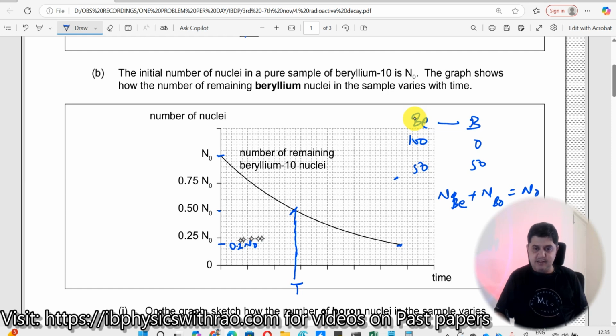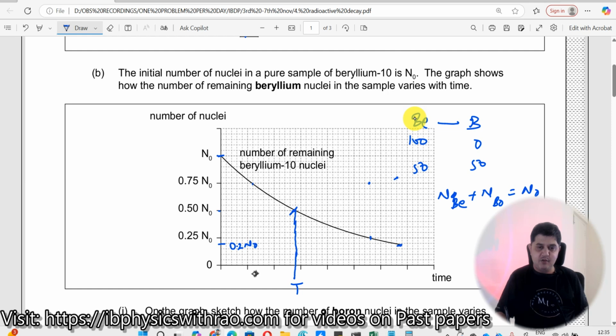For example, at this point, this should be 0.25 N0. The boron number should be 0.75 N0. Where is 0.75 N0? It is somewhere over here. I want to draw a smooth curve, so I will take this one. If you want, I will take one more here also. 0.75 N0 is here at this point.